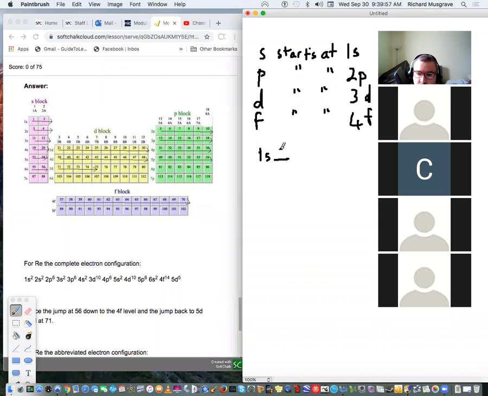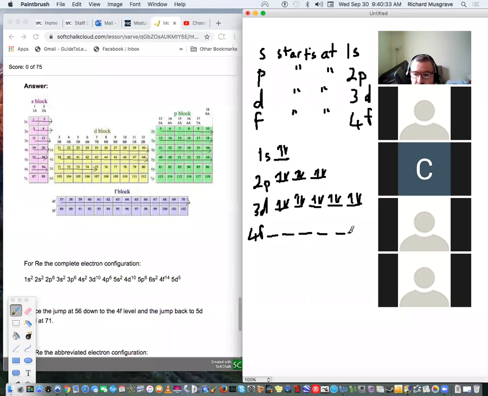But the 1s is going to be one orbital that contains 2 electrons. The 2p would be 3 orbitals containing 6. But yeah, I get your point, Roland. The 3d: 1, 2, 3, 4, 5, and again, 2 electrons in each. And then the 4f is 7, with 2 electrons in each, which is where we come up with the 14.